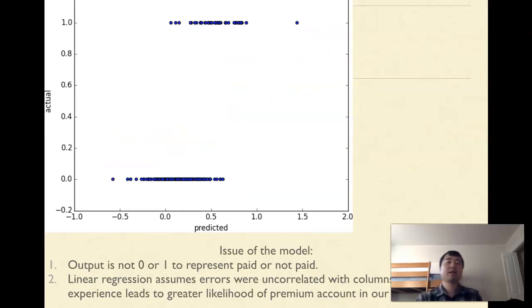So for your output, we want to make it 0 or 1 to represent paid or not paid. However, multiple regression cannot deal with that. So of course, you could figure out a way to make it happen. And also, linear regression assumes the errors are uncorrelated with the columns of X, but that's not true in our case. Obviously, more experience leads to a greater likelihood of a premium account in our case. So this is a problem, and how do we solve that? Today we're going to learn a new model.